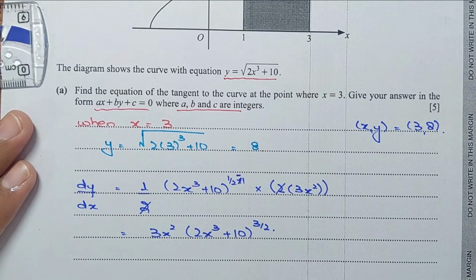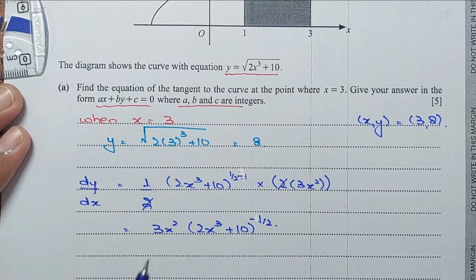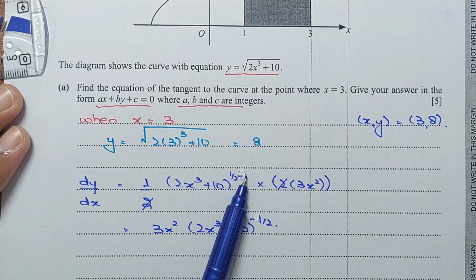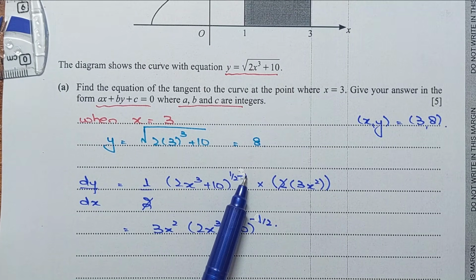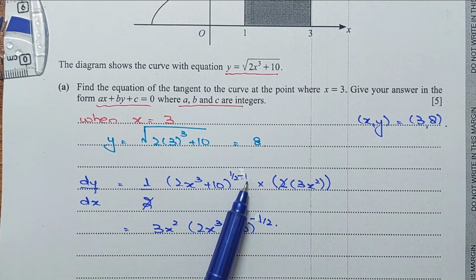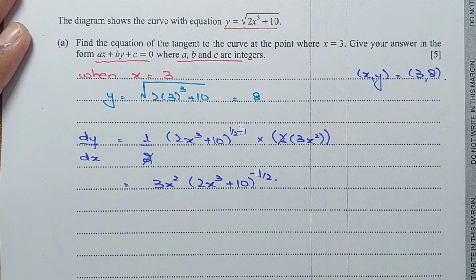I can mix this up with integration, because in the power rule of integration we do power plus 1. Sorry, the power rule of differentiation: yes, it's power minus 1. For integration, it is power plus 1. So 1 by 2 minus 1 is minus 1 by 2.